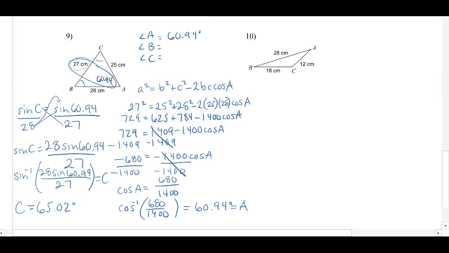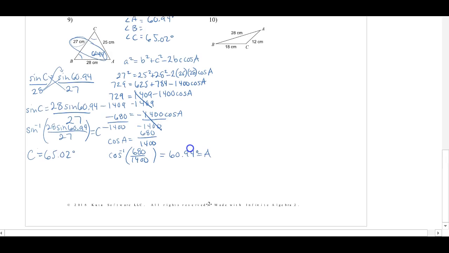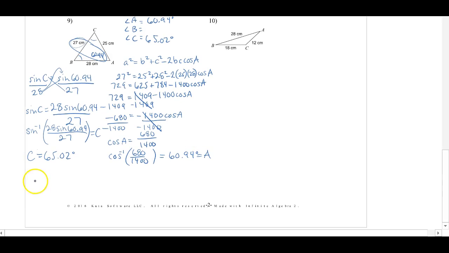Okay, now, let's write that up here. 65.02. And the last angle I've got to find is B. Okay. Well, remember, I've got two angles now. So I know they add up to 180. So if I do 180 minus the sum of both of those angles, then that will give me my last measurement that I need to find. Okay, so that is equal to angle B.